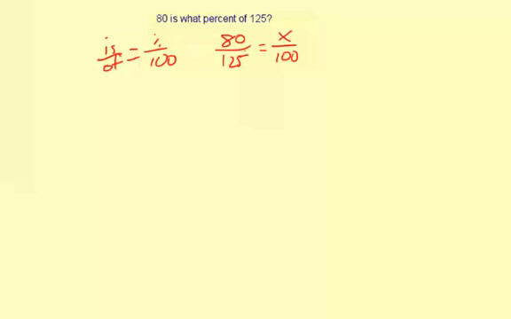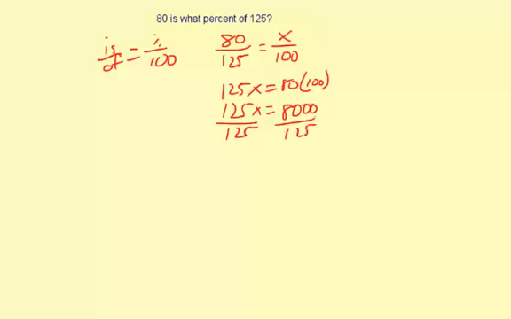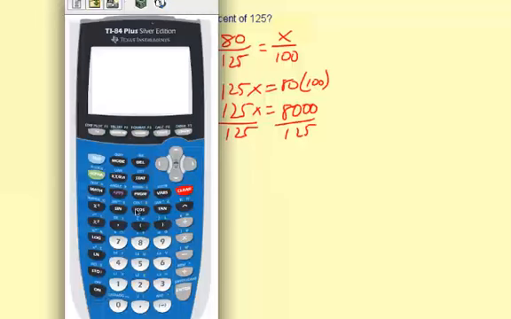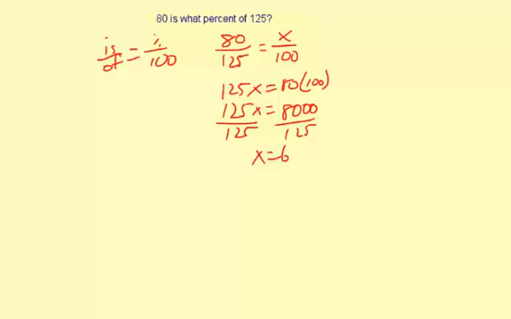And these are very easy to solve. So this would be 125 times x equals 80 times 100, or 125x equals 8,000, and then divide by 125. I'm going to do that on a calculator. So 8,000 divided by 125, 64. So x equals 64. And so really the answer is 64% for this proportion up here.